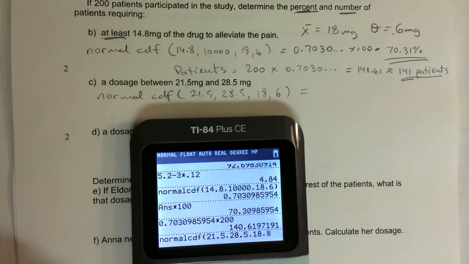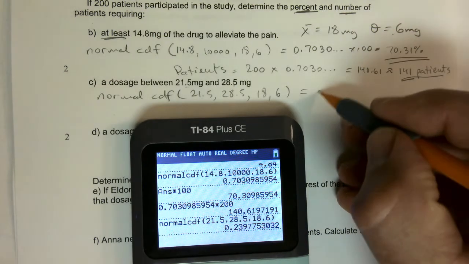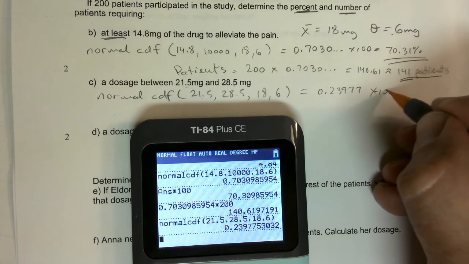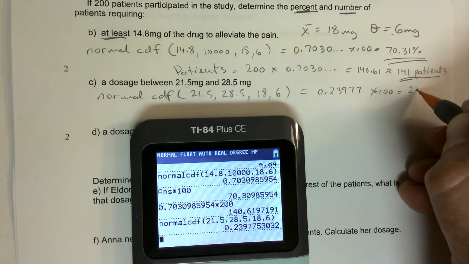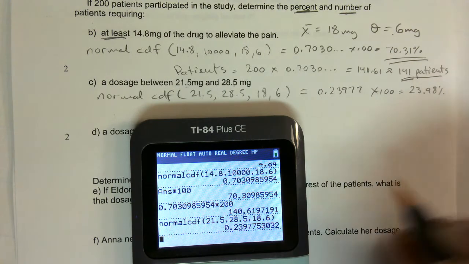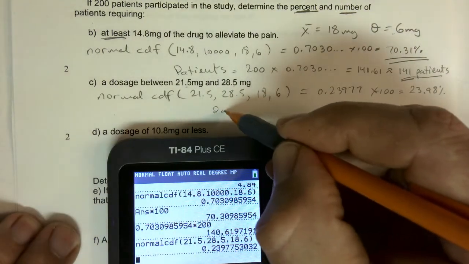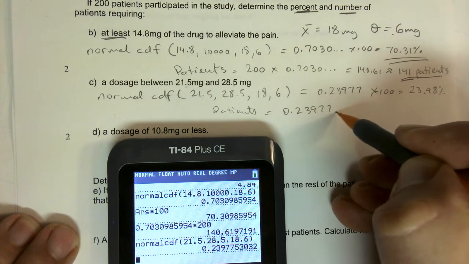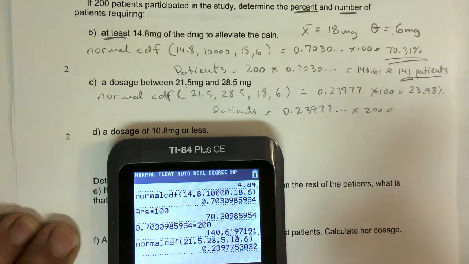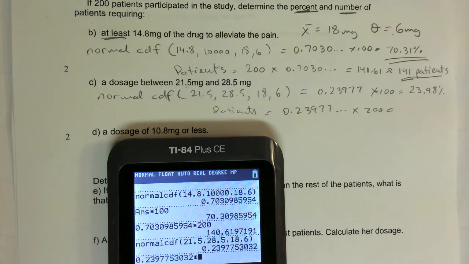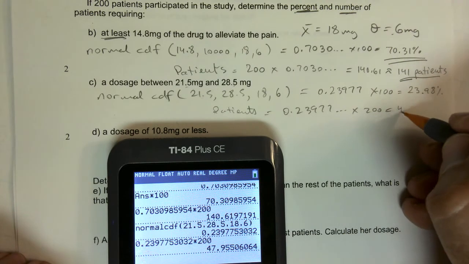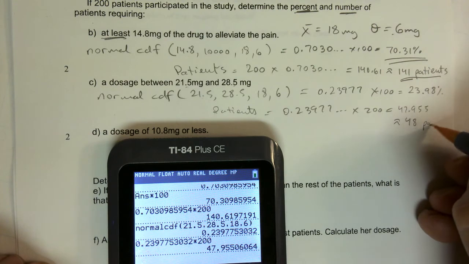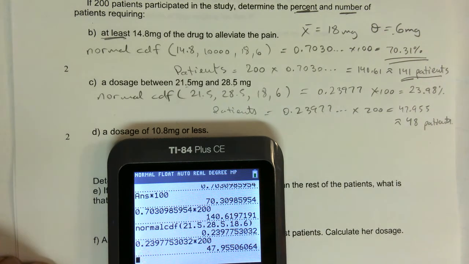So do not use the normal curve to get your percentages from. This, that multiplies by 100, you get 23.98%. And then patients, I will use that number, 0.23977 times 200. That's 47.955, which is approximately 48 patients. Okay.